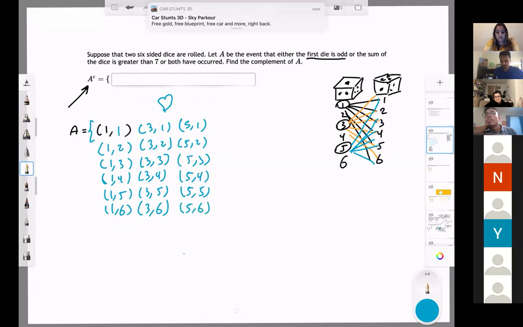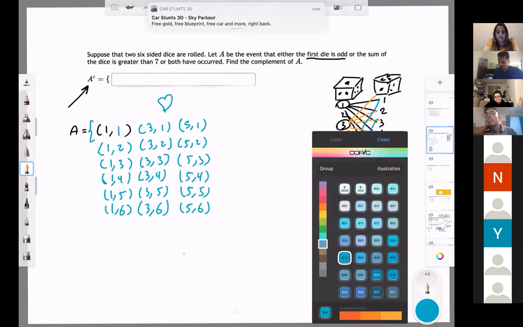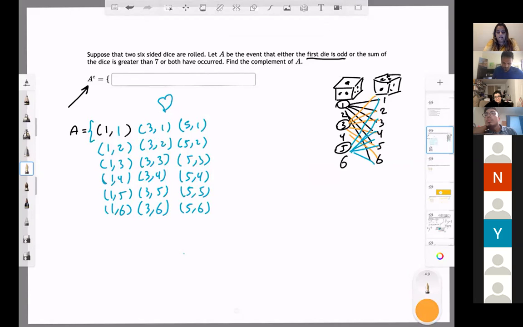5, 6. So in all of these three groups, the first die is odd. Do we have any other option that I'm not including? No, correct. We have 1, 3, 5.